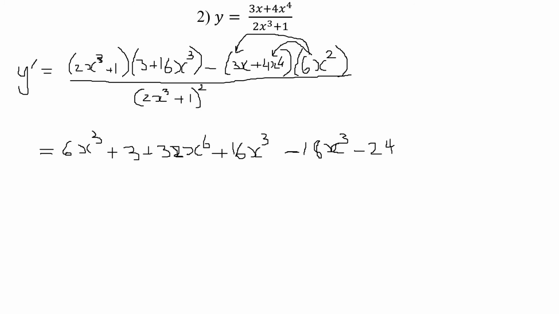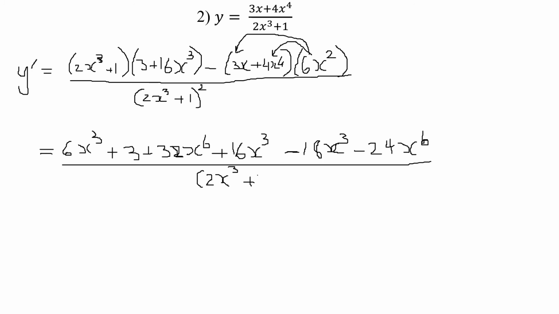It was x to the 4th. 6 times 4, by the way, is 24. That's why I end up with 24. And x to the 4th multiplied by x squared, that will give me x to the 6th. Yes, x to the 6th. And all this is over the bottom. I haven't done anything to the denominator. So that will give me 2x cubed plus 1 all squared.